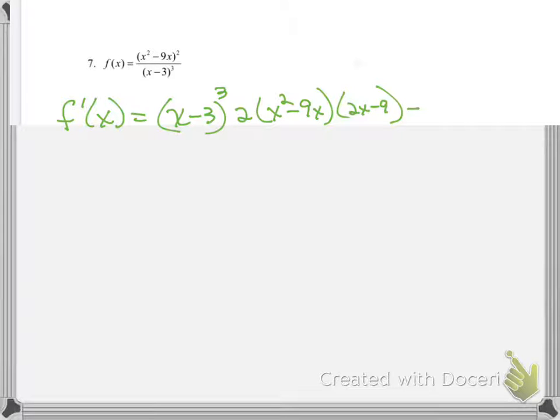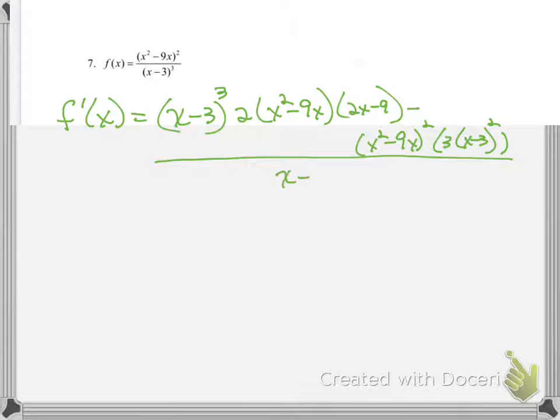So I'm going to probably come down here. x squared minus 9x squared, d low. So 3 times x minus 3 squared times 1. So we're okay there. All over x minus 3 to the 6th. Okay, so f prime of x equals, okay, we have the rule of 3 again.